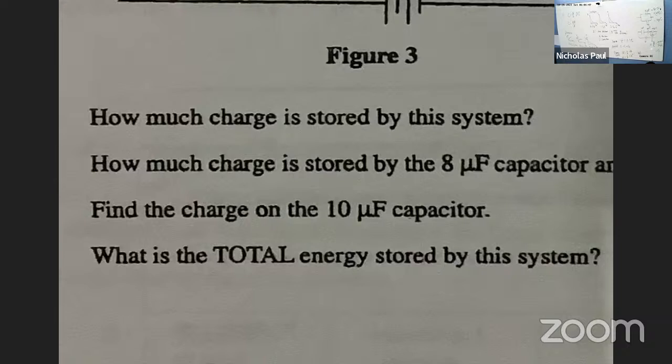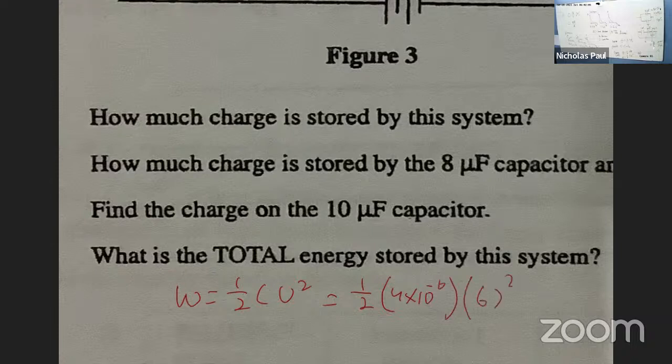Right, so what's the formula? A half C V squared, and the entire capacitor will come to this? Total capacitance, right? And the total voltage in the circuit was 6. So the answer is 7.2 by 10 to the minus 5.